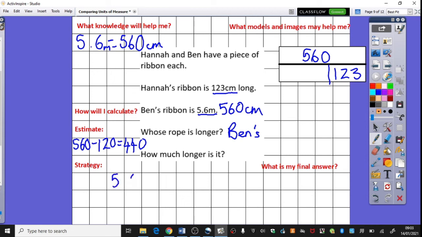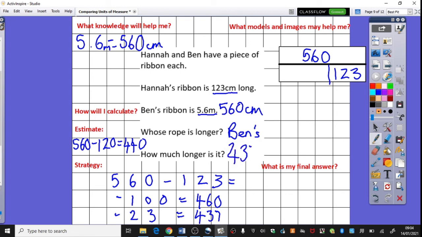I'm going to do a different method just because it's always good to show you lots of different ways. It's a little bit like partitioning really. I'm going to take away 100, which leaves me with, and these are sort of my mental jottings here, 460, and then I'm going to take away 23, which is going to leave me with 437. So quite close to my estimate there. We've got 437 centimetres. And again, if you wanted to convert that into metres, you need to divide it by 100, 4.37 metres, and that's your final answer there.